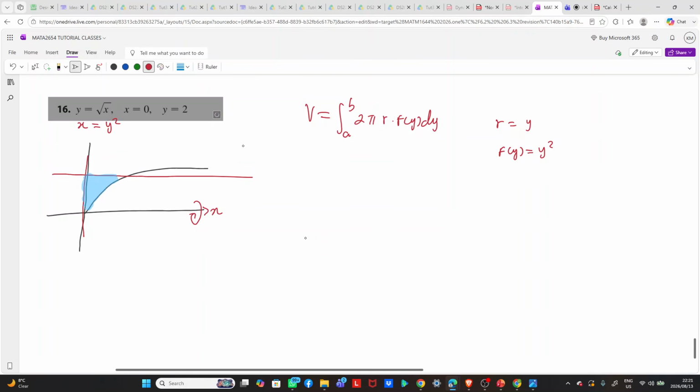So what are we going to have from these? We need this and that. This point here is 0. What is the point here? The point here is 2. Remember, this is the line y equals 2. So we'll be integrating from 0 to 2 of 2 pi. What is r? r is y. What is f of y? y squared dy.